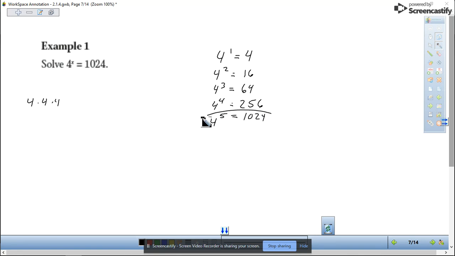What I'm hoping you're going to realize is that we can rewrite it like that. So 4 to the x equals 4 to the fifth, because this is 4 to the fifth power. And therefore, that means if the bases are the same, those exponents have to be the same. So we can drop the bases and say that x equals 5. Key being that we have the same base. That's the most important part right there. Okay? All right, moving on to example 2.